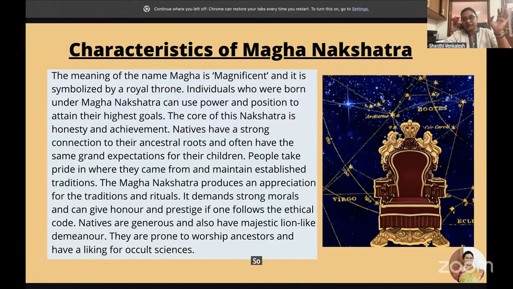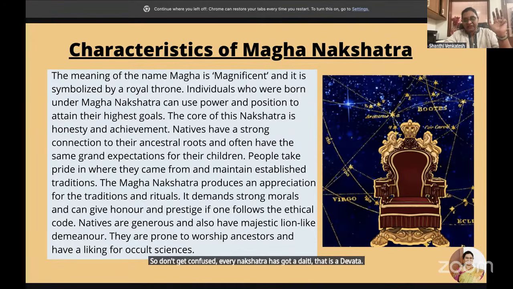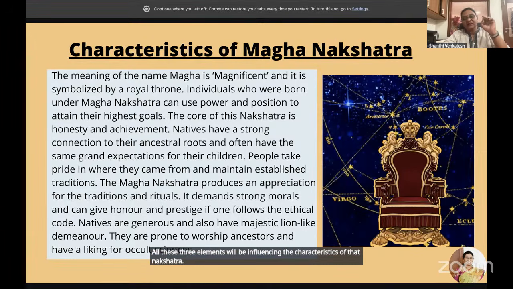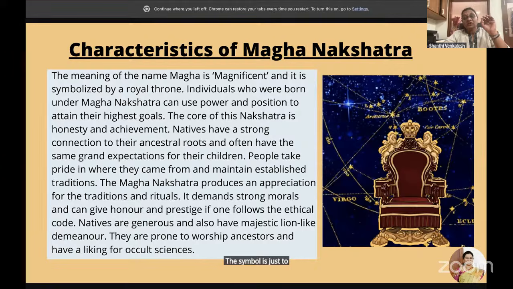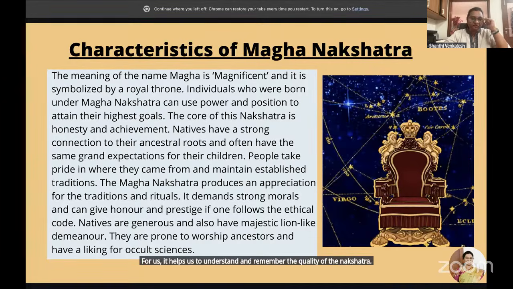So don't get confused. Every nakshatra has got a deity, that is a devata, a lord which rules the nakshatra, and each of the nakshatra is placed in a Rashi. So there's a Rashi Lord. All these three elements will be influencing the characteristics of that nakshatra. The symbol is just for us to understand. It helps us to understand and remember the quality of the nakshatra.